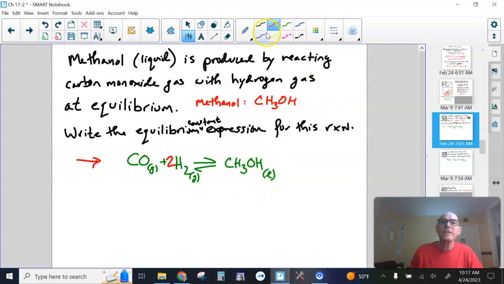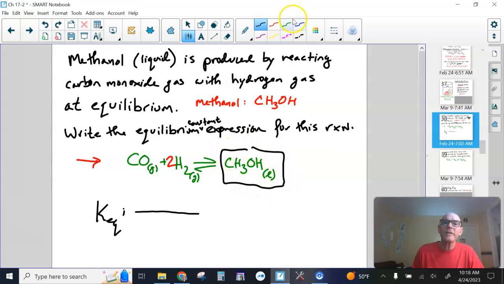So the equilibrium constant expression, then, let's write that. Remember, KEQ is always products over reactants with coefficients as exponents. But notice this product is a liquid phase, okay? And so we're going to ignore it and in its place just write a 1.